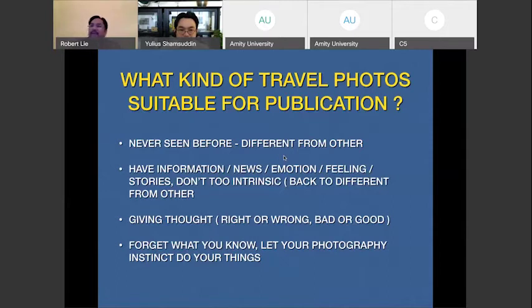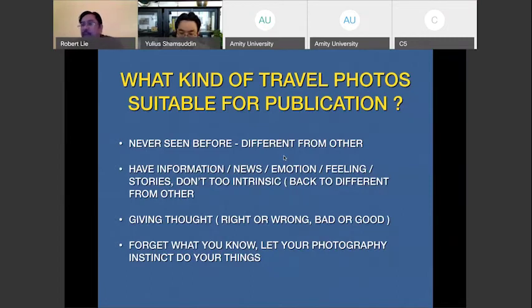So you have to have a lot of literature about photos. You must Google or browse any photos related to the place you go. You go maybe to Indonesia, you want to take a picture of Mount Bromo. Everybody knows Mount Bromo. So how do you take a picture different from others?